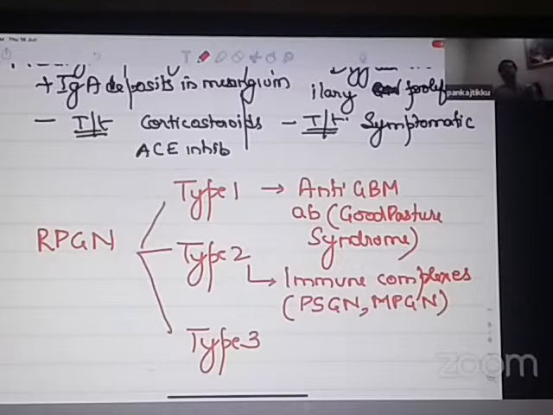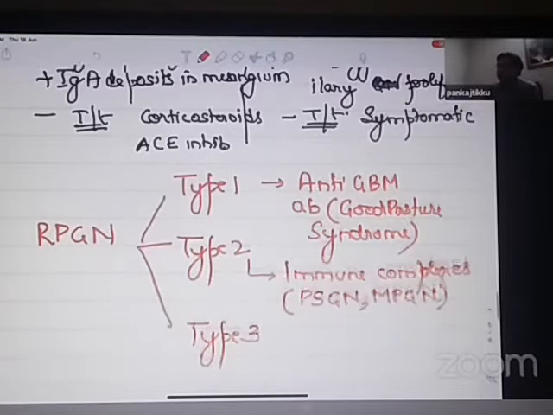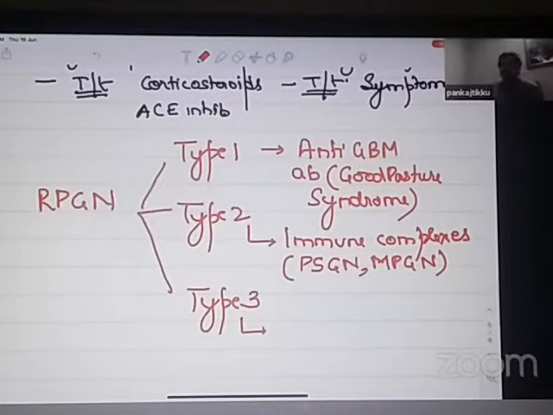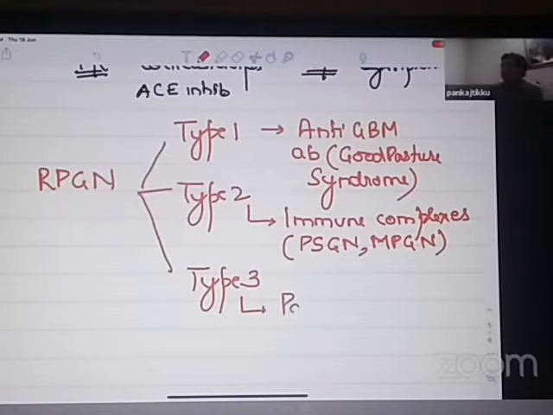So when post-streptococcal glomerulonephritis or membranoproliferative glomerulonephritis leads to RPGN, rapidly progressive glomerulonephritis, it causes which type of RPGN? It causes type 2 RPGN. And the third type of RPGN usually follows those types of glomerulonephritis in which the immune complexes are minimum. In type 2, immune complexes are the maximum, they are causing the maximum damage. In type 3, immune complexes are minimum. These very rare glomerulonephritis are known as pauci-immune glomerulonephritis.